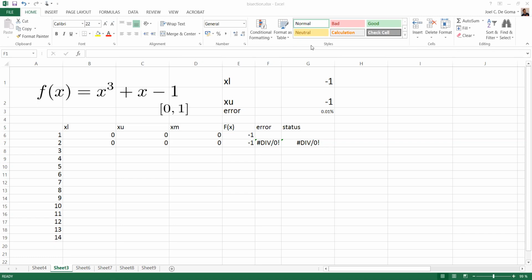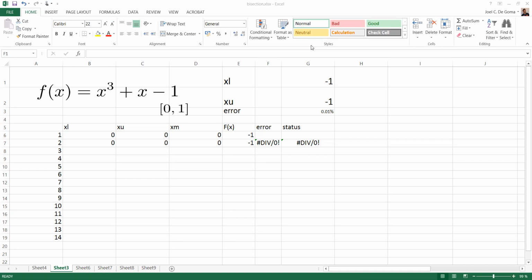And then after getting x sub l and x sub u, we get x sub m, which is the midpoint of x sub l and x sub u, and then substitute x sub m into our equation. If it's positive, we're going to replace x sub u by x sub m. But in case it's negative, we're going to replace x sub l by x sub m on the next iteration. To determine if we're going to stop the solution, we compare the error of our solution to the desired or acceptable error. If it's greater, we continue the iteration. If it's less than or equal, we stop.